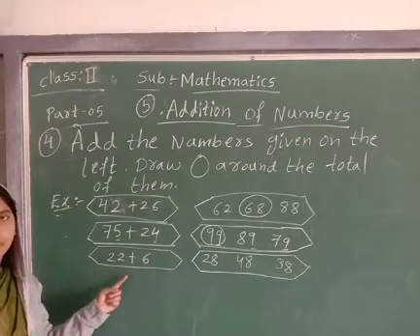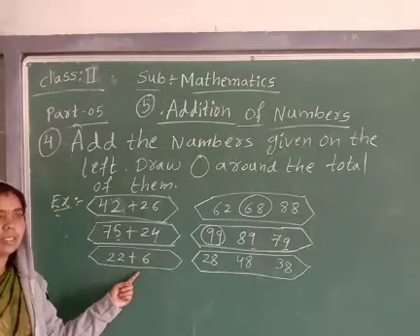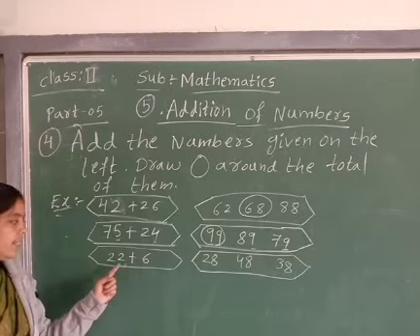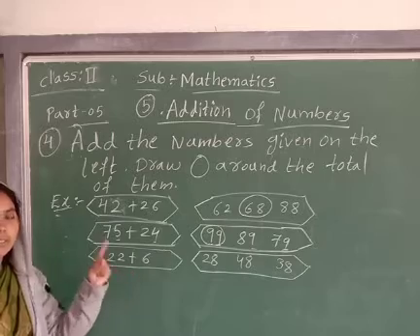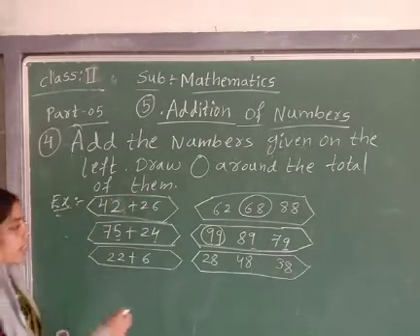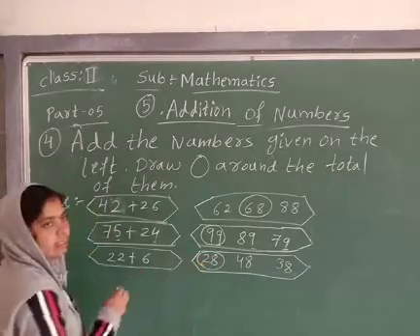See here, 22 plus 6. 2 plus 6, how much? 8 only. 2 plus 6, 8. 22 plus 6: 23, 24, 25, 26, 27, 28. 28 is the answer. Please circle the 28.